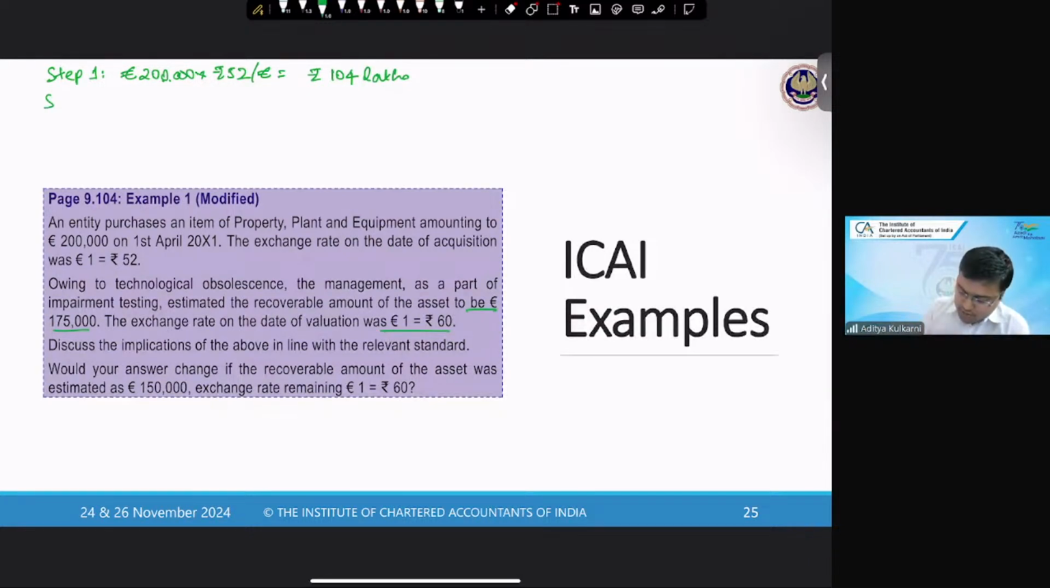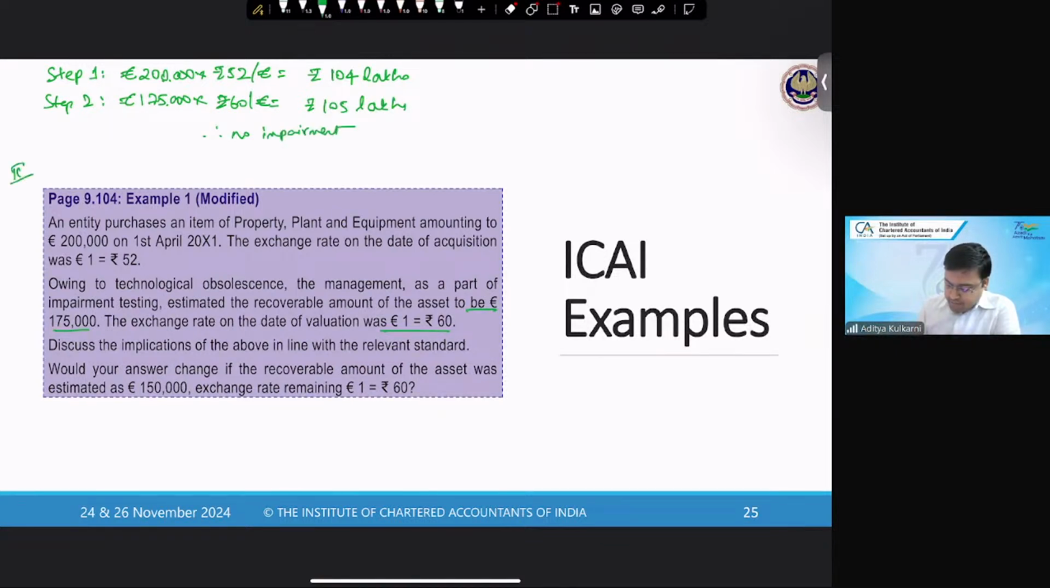Yes. Step 2, determine the impaired value: 175,000 multiplied by rupees 60 per euro. So this comes to how much? 105 lakhs. So therefore, no impairment.